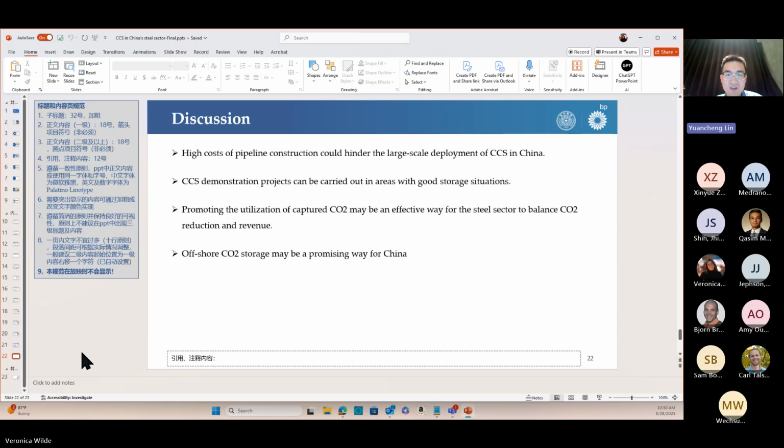And the third is that maybe we can promote the utilization of captured CO2, which means that we change CCS to CCUS. Maybe it will be a very effective way for a company to earn more money. Maybe the company would like to utilize CO2 to get more money. And the next one is that, as we mentioned, most of these CO2 sources are located in the western area of China, and western China is near the ocean. So maybe offshore CO2 storage is a promising way for China's CO2 storage in the future.